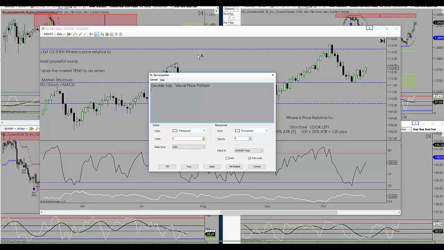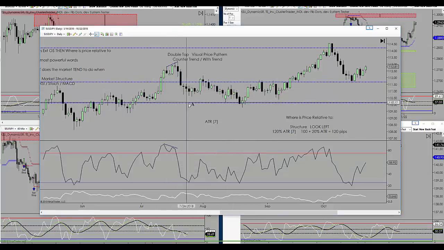Double tops are going to have two very distinct types. This one is counter trend. The market's making new structure highs and higher lows as we put in that double top. There will also be double tops that will be with trend. Okay, so a double top that's with trend, maybe the market's rolling over like this, price pops back up to a moving average, puts in a double top, and then rolls back over. The visual aspect is the same.